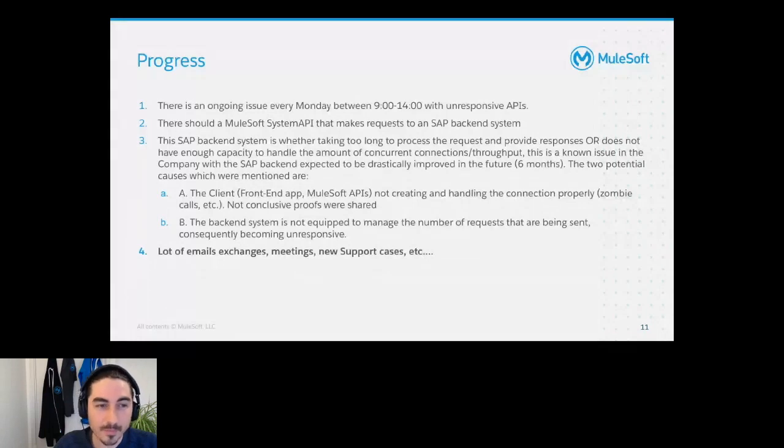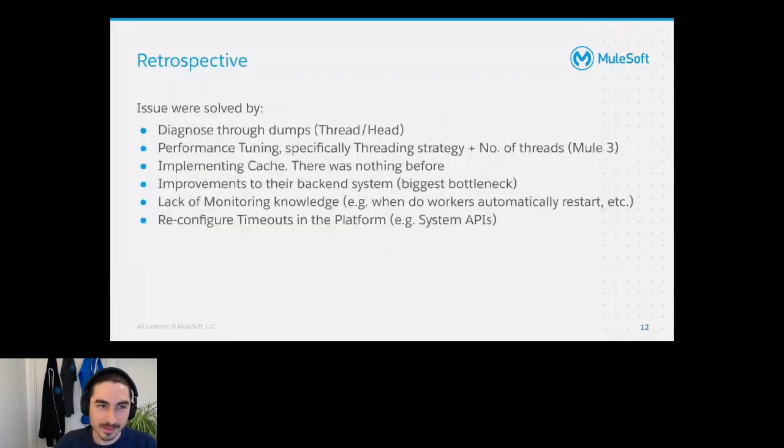The other potential culprit was the client. By the client, they refer to the front-end application or the MuleSoft APIs, meaning that they were not creating or handling the connections properly, having zombie calls, maybe some memory leaks, and so forth. But there was no conclusive proof or evidence of that as of yet. I'm not going to bore you with the details of the back and forth because I want you to get the lessons. So there was a lot of email exchange, meetings, new support cases coming, etc.